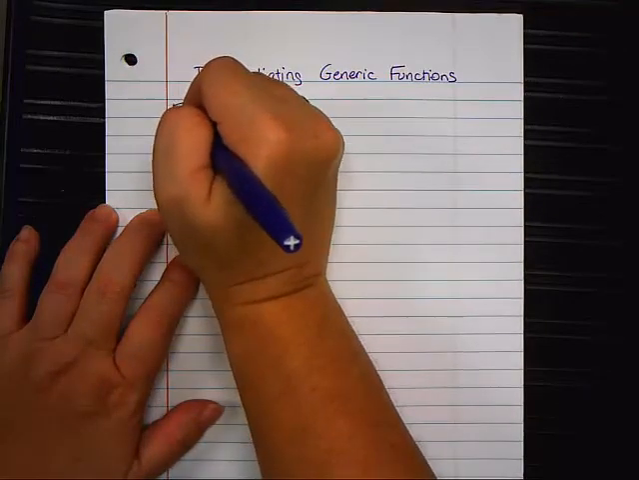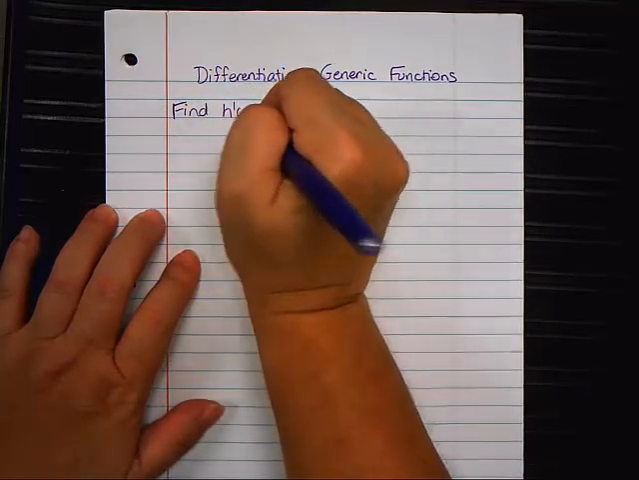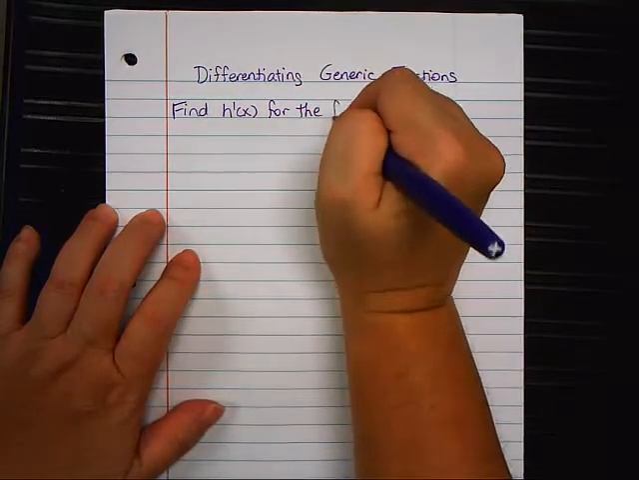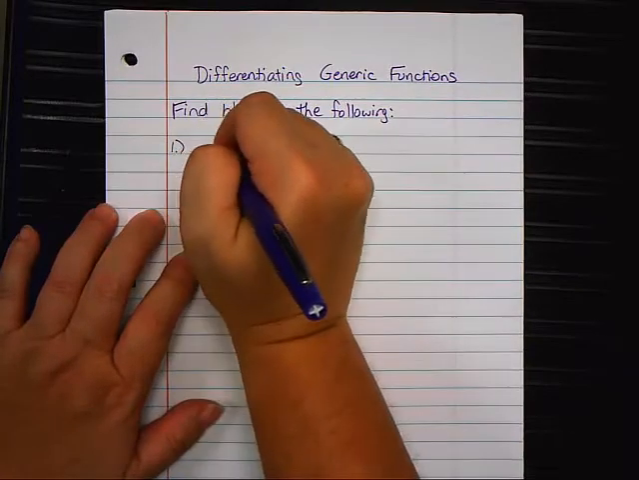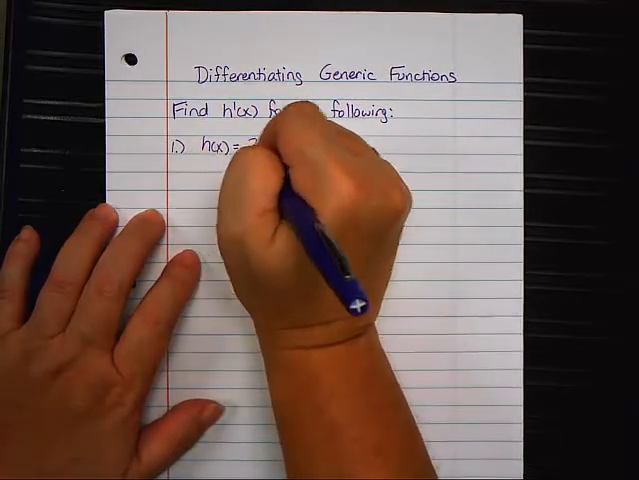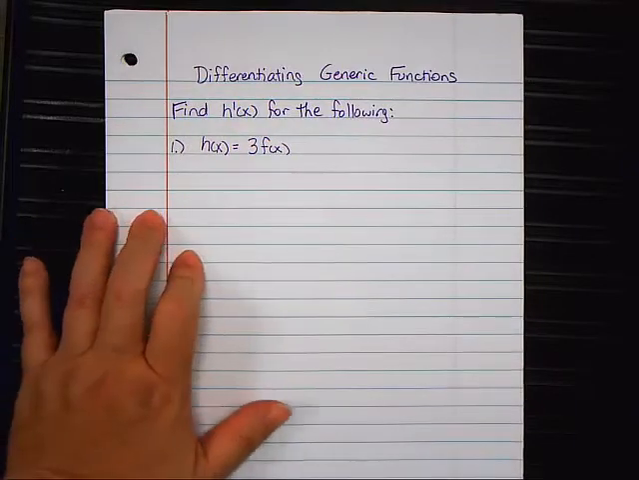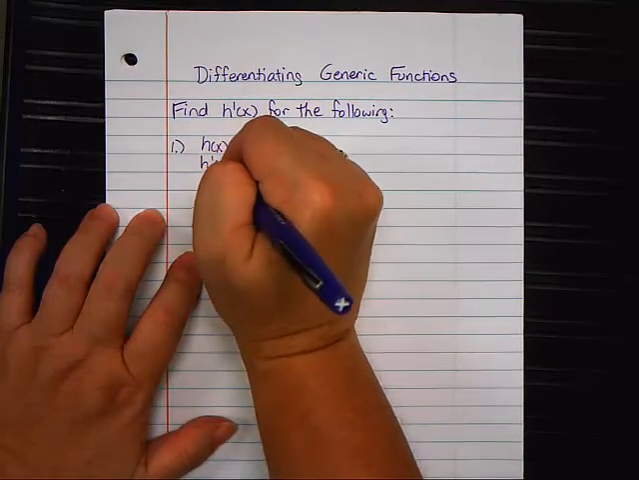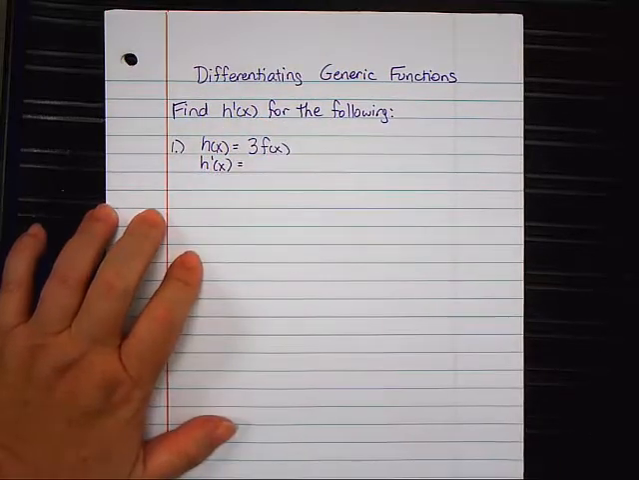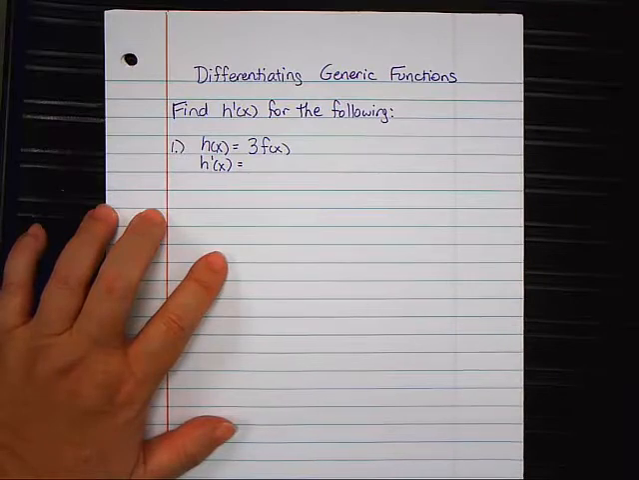So find h prime of x for the following. And they love to throw these on the AP test, and that's why we made a whole worksheet about it. Number 1, h of x equals 3 f of x. I want to know what h prime is. Okay, I'm going to do this one of two ways. Is this product rule, quotient rule, chain rule, or none of the above? What do you think?